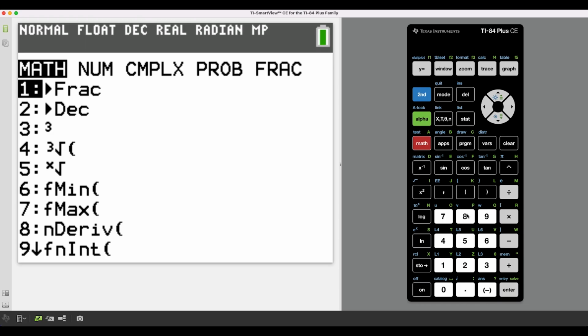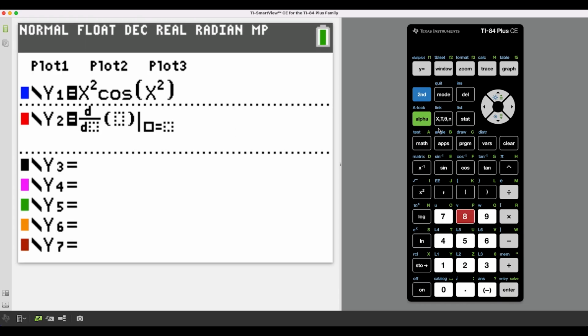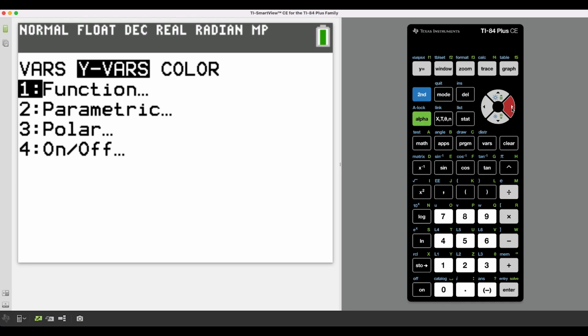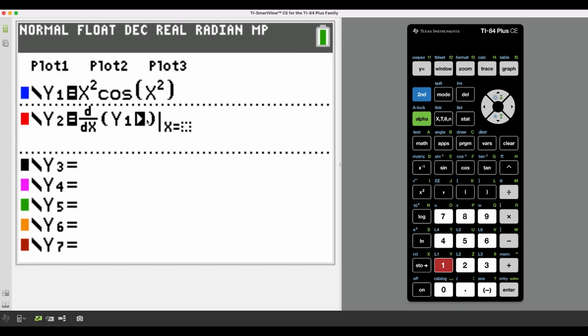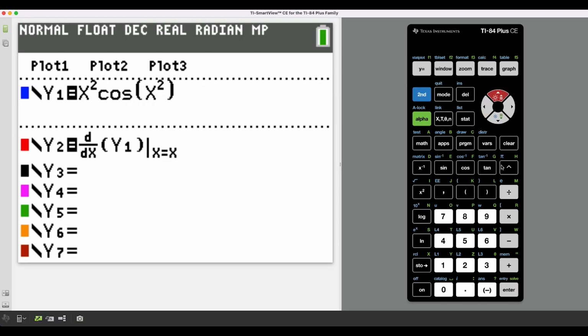But we're in the calculator section, so we're not going to do product rule, chain rule. That would just be a waste of time. We're going to do the derivative of y1. Now you could rewrite this whole thing all over again, or you could press vars, go to the right, and go to function y1, and that's going to tell the calculator to write this over here. And then we're going to do this for x equals x. So this is just a nice way of using the calculator to take the derivative.